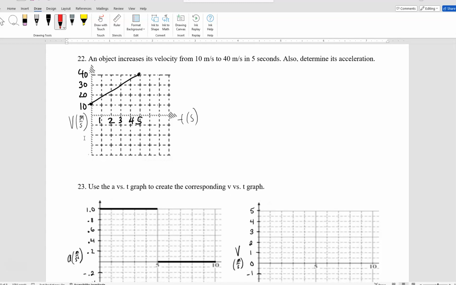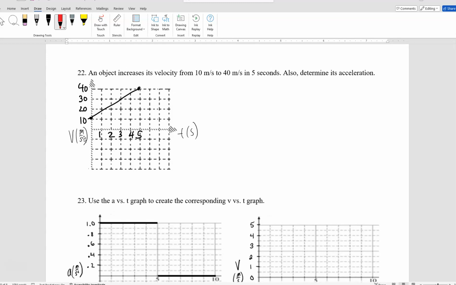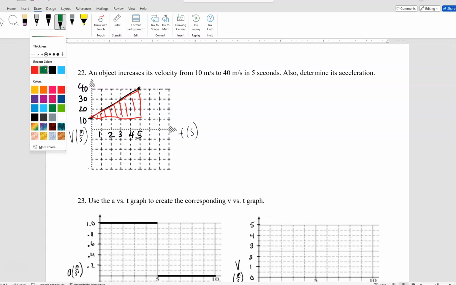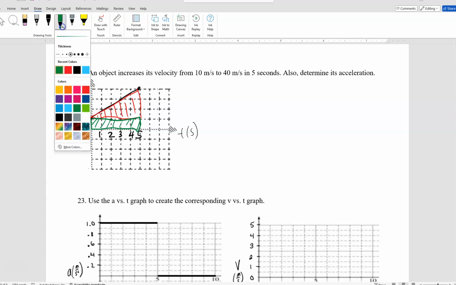Almost done here. All right, so we've got an object going from 10 to 40 meters per second in 5 seconds. Determine how far it goes. Actually, I didn't make the directions so great. I meant to have you find the displacement or the distance and then determine its acceleration, so let's do both here. This object travels a certain distance, so I have to shade all the way down to the x-axis, which means I have 2 shapes here. Now you could obviously do this with a formula, and that might actually be easier for this one, but I'll go ahead and use the shading.